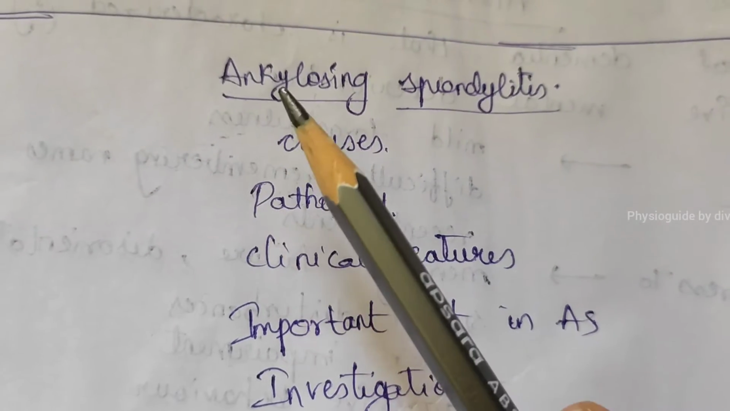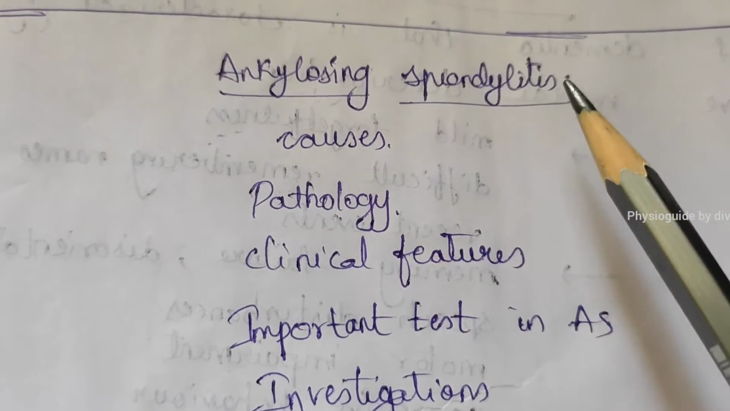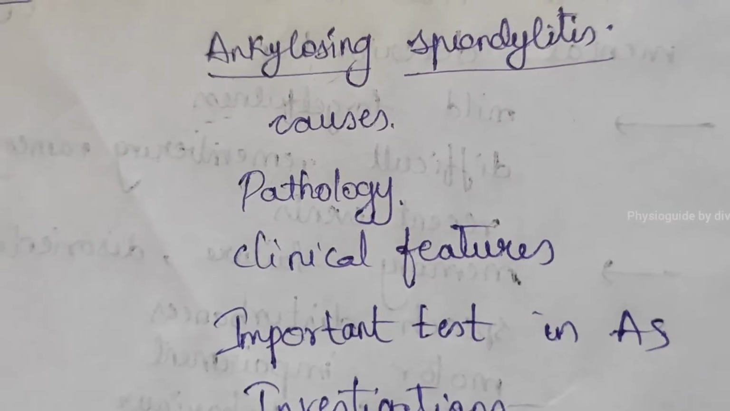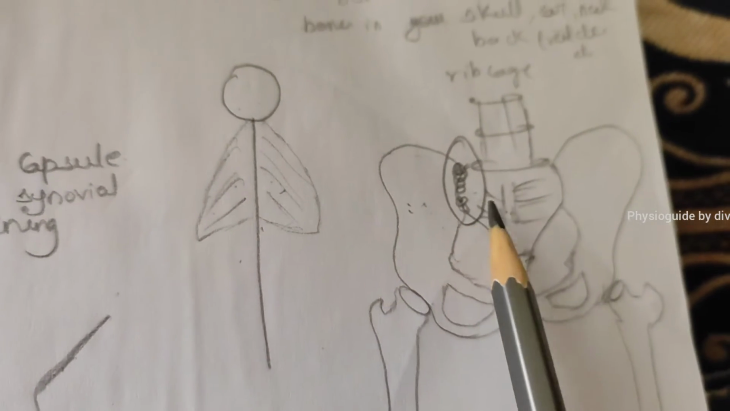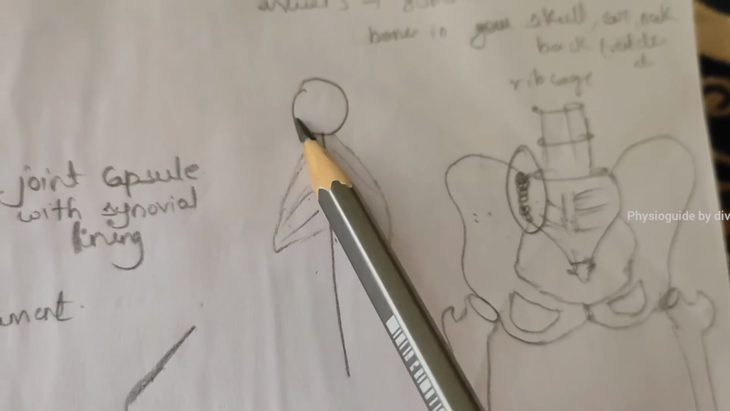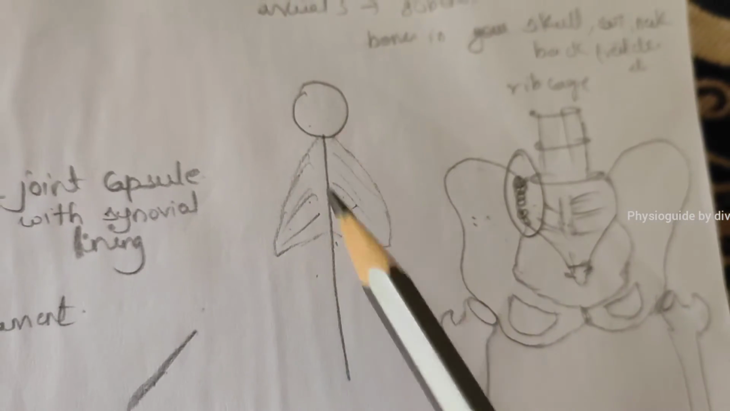Today I am going to teach about ankylosing spondylitis. It's a chronic progressive inflammatory disease of the sacroiliac joint and the axial skeleton: the head, neck, ribs, and vertebrae.